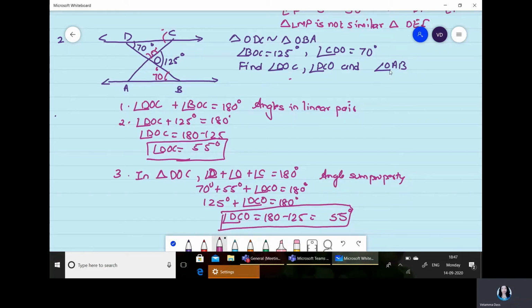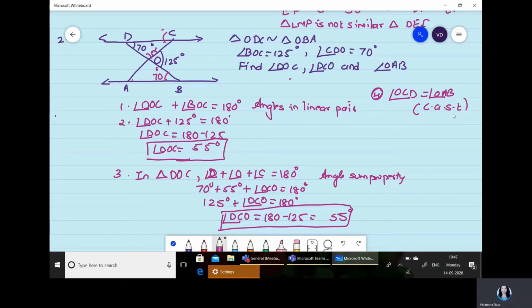Next we have to find out angle OAB. As I said earlier, we know that angle C and angle OAB can be found by using similarity. So here I'll just write, we know that angle OCD is equal to angle OAB. So we have to find angle OAB. This is the CASTS.